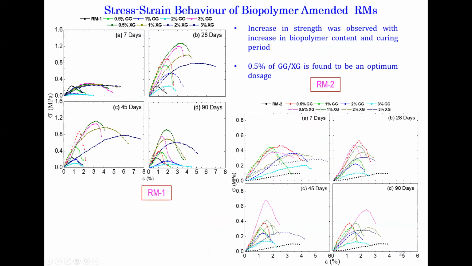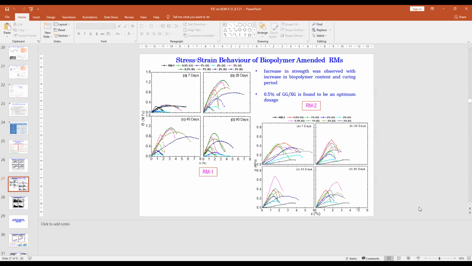And these are the strength improvements. Now, if you look at any IRC code, when you talk about stabilization, we simply talk about what the strength improvement would be at the 7th day. But will the 7th day strength remain constant over a longer period of time? That also needs to be ensured. Therefore, we try to determine the strength in the longer term, not only in the short term. Here the strength measured over a period of time has been shown: 7 days, 28 days, 45 days, and 90 days.